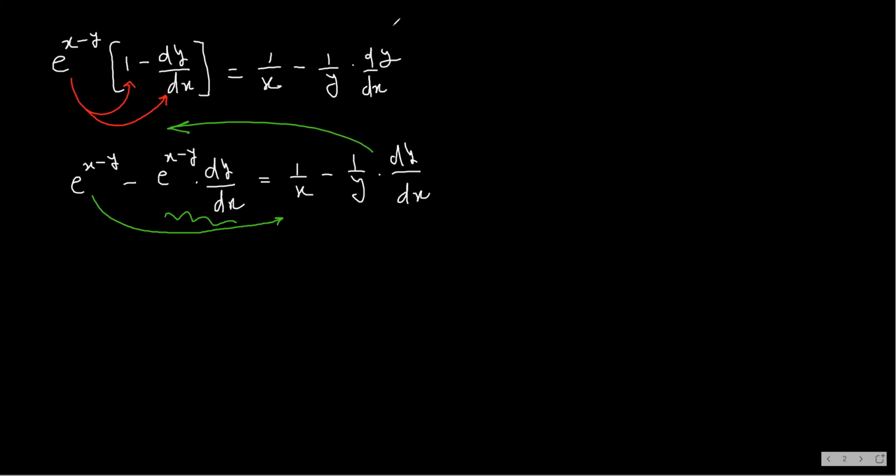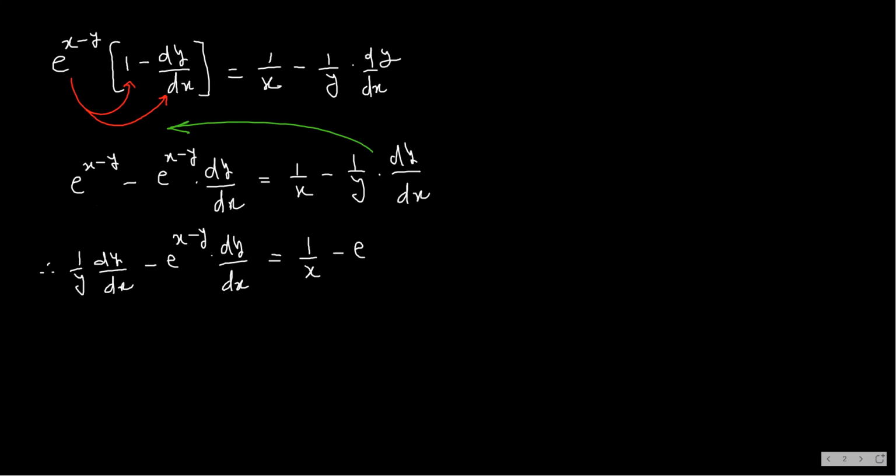So the next step I get is: 1 upon y dy by dx minus e raised to x minus y dy by dx equals to 1 upon x minus e raised to x minus y. This step is again redundant. You could have skipped this step, because you take dy by dx common. We could have written directly this step, the one which I'm writing now: 1 upon y minus e raised to x minus y.